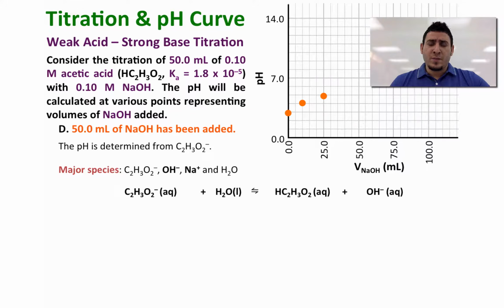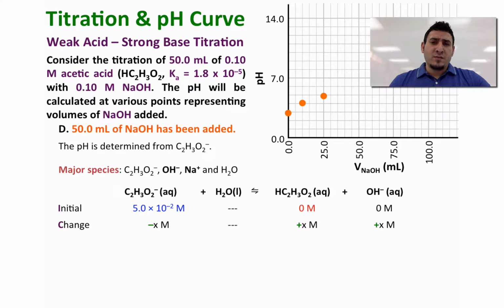So initially I had 5.0 times 10 to the power minus 2 molar of acetate and 0 molar of acetic acid and 0 molar of OH minus. Now, when X molar of acetate reacts with water, it will form X molar of acetic acid and X molar of OH minus.